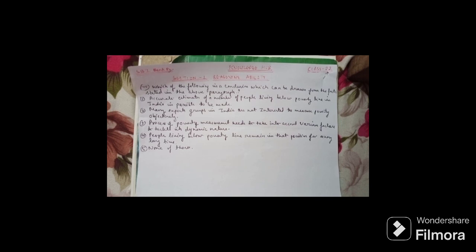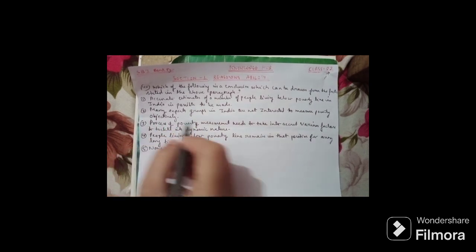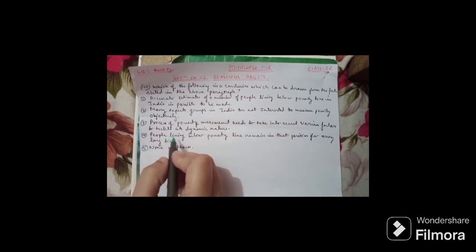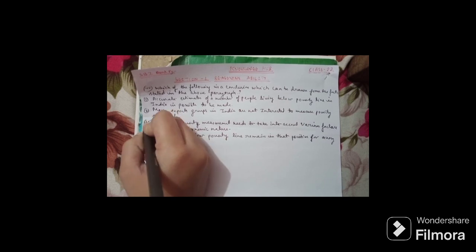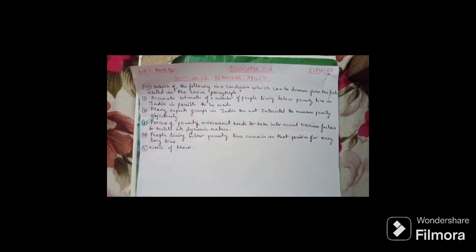The answer will be the third one, the third option. So we'll go for the third one. The process of poverty measurement needs to take into account various factors to tackle its dynamic nature. That will be the right answer.